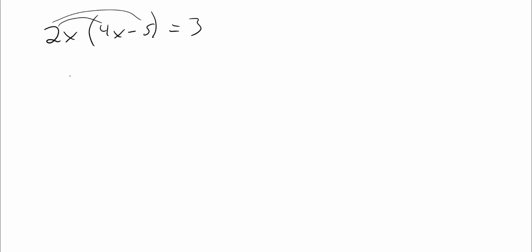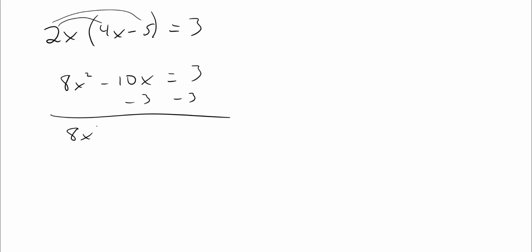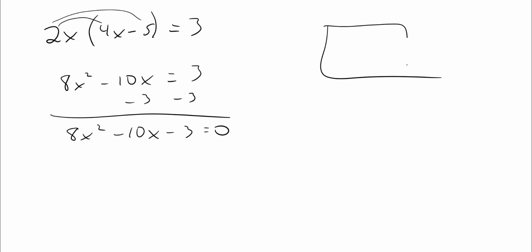So 2x times 4x is 8x squared, and 2x times negative 5 is negative 10x equals 3. Okay, what do we do? Subtract 3 from both sides. So you get 8x squared minus 10x minus 3 equals 0. And then you have to do a factor box. This is a little more complicated. Got a few more terms here: 8x squared, negative 3, and negative 10x.